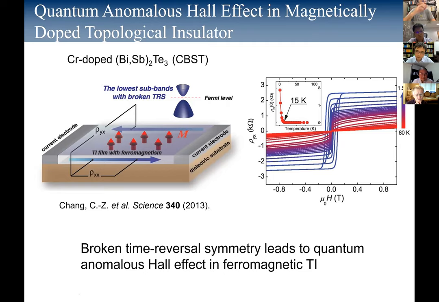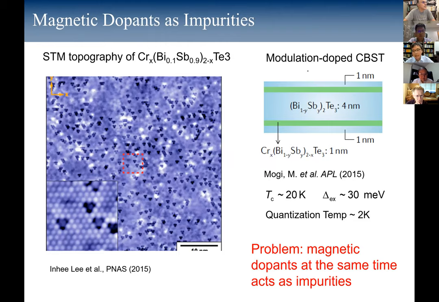Of course, this has problems. The problem is that the magnetic dopant was randomly distributed in the material. You need enough of this magnetic dopant, but at the same time, these dopants will act as scattering centers, so they will make the device dirty. In the end, because of these conflicting demands on the material, the quantization temperature can be reached only up to 2 Kelvin, and it seems not easy to push up the quality of the material to have the effect at higher temperatures. And this actually is a fundamental limit for this approach.